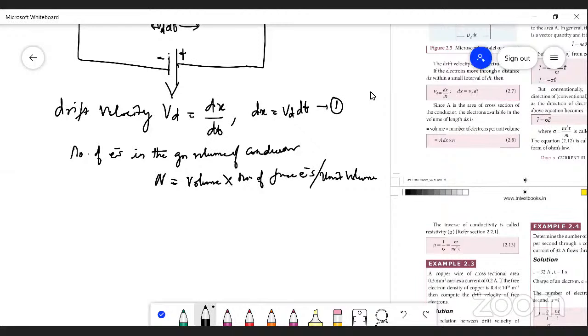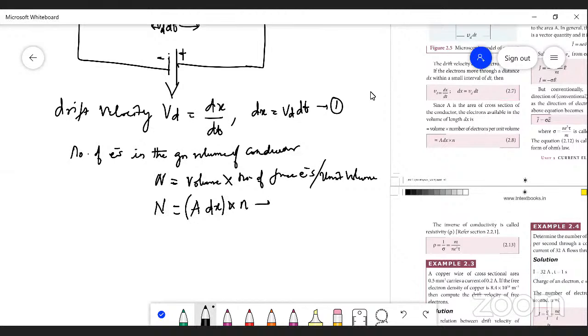So what is the number of electrons in a given volume? Multiply the given volume into the number of free electrons per unit volume, so that you will get the total number of electrons in a given volume of the conductor. And the volume of the conductor, as I told you already, is the product of area multiplied by length, A into dx, multiplied by the number of free electrons per unit volume, small n.